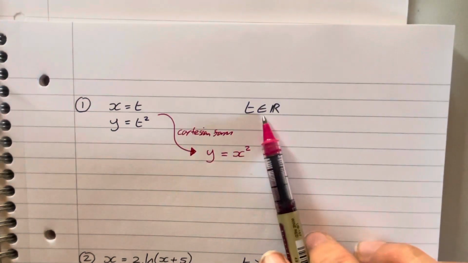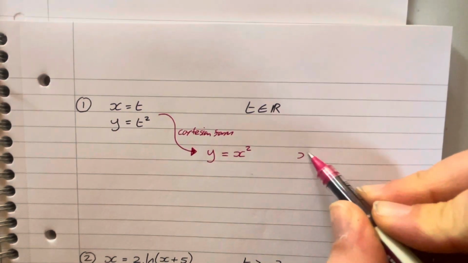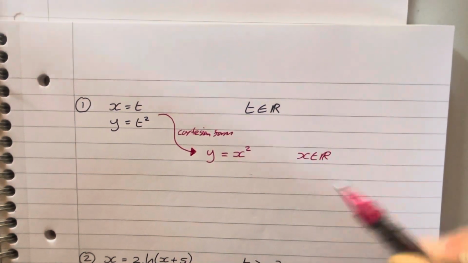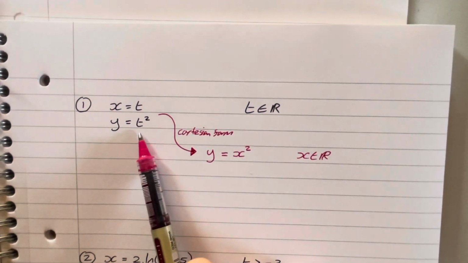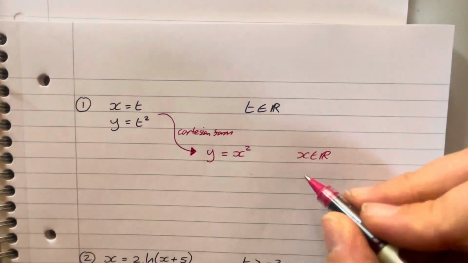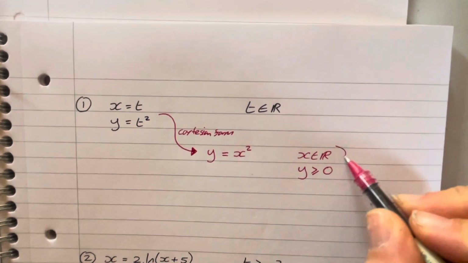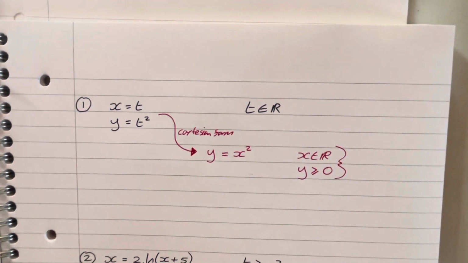Now because t can be any real number, that means x can be any real number, and y must be a non-negative number because you are squaring it. So y is greater than or equal to 0. And those are the values that x and y can take, which is just the parabola y equals x squared. Not an interesting example there.